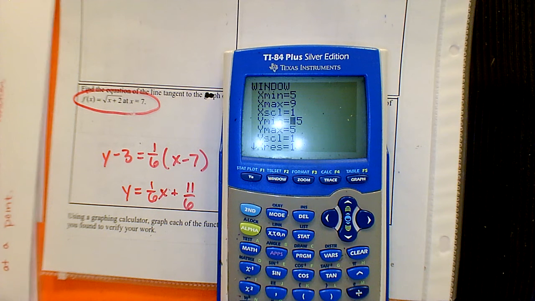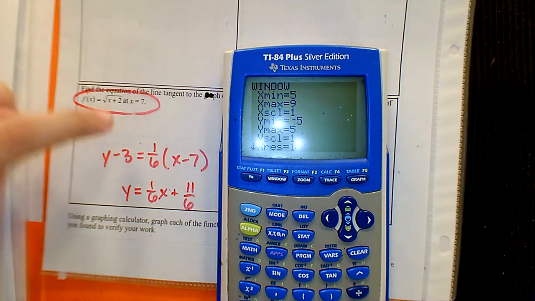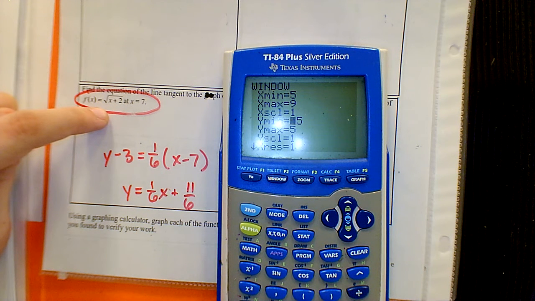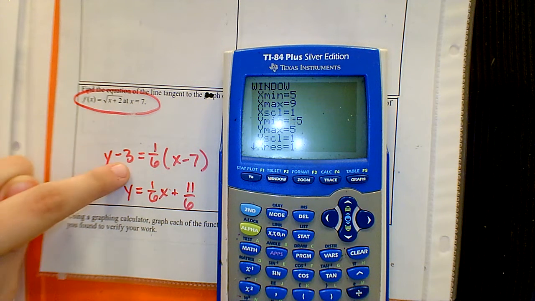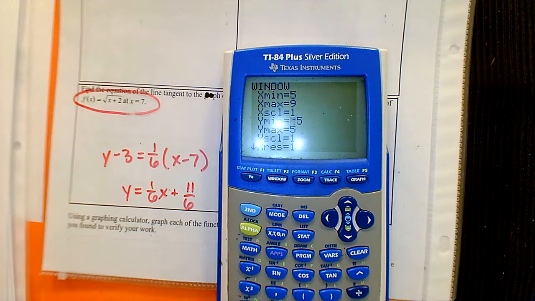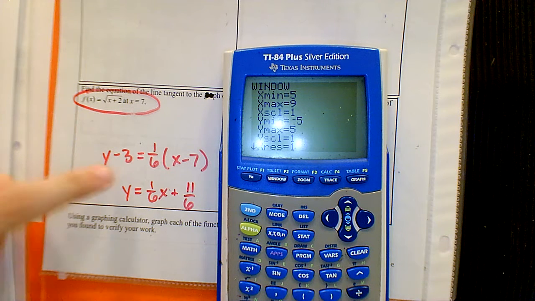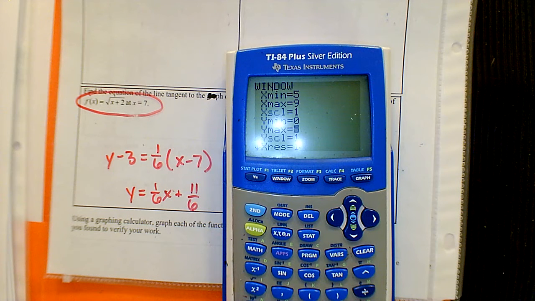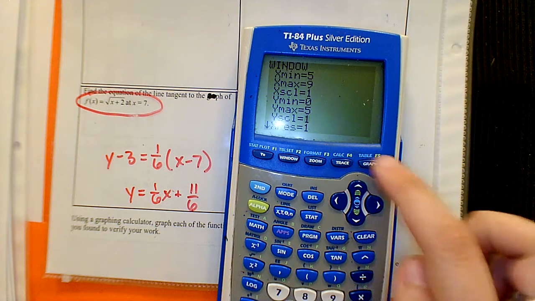Let's think about the y values. When we plugged 7 into the function to get the point, the y value, we got a y value of 3, right? So again, the y min and max don't really mean anything as long as 3 is in between those. So maybe we'll do 0 and 5. It could be anything you want, and we'll count by ones. Okay, so let's go ahead and hit graph.